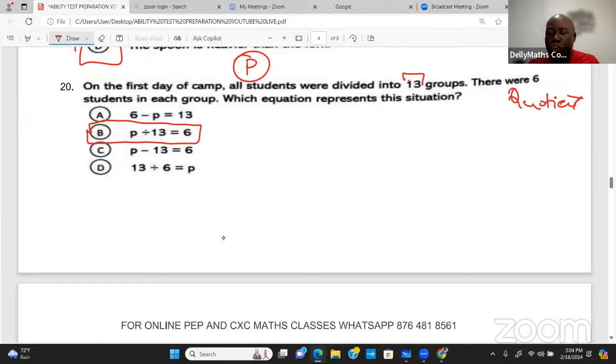So we want to make sure that we're looking, right? Just make sure that you're not gazing. So number 20 sounds good. D. So whatever it is, the number of persons divided by 13, the result is 6 because we had 6 students in each group. That's what this is saying.